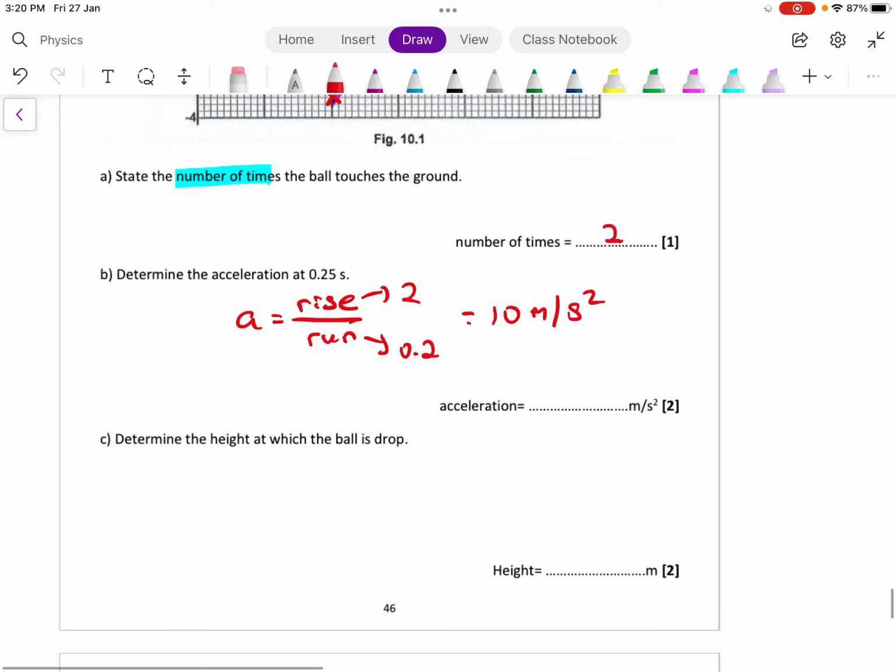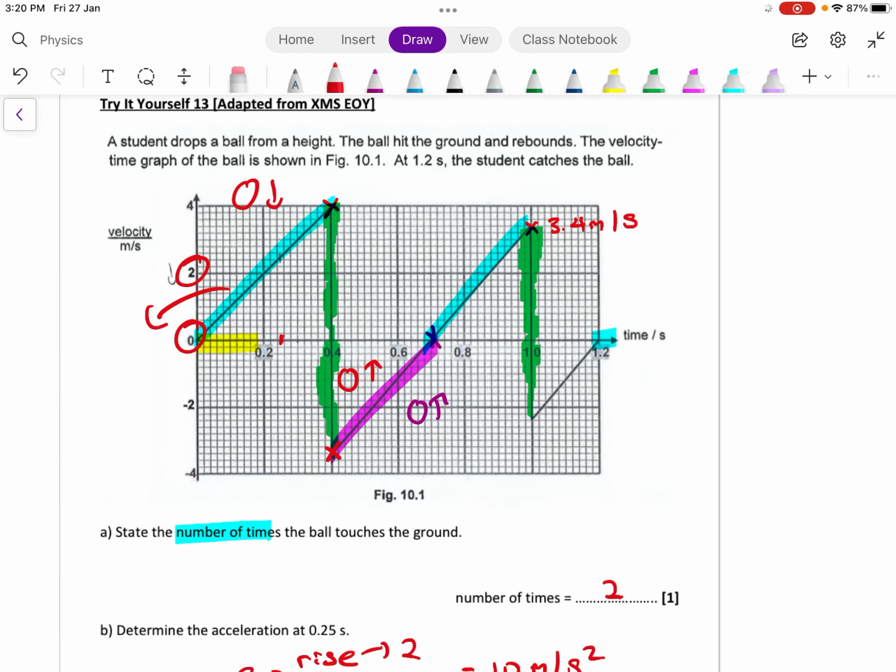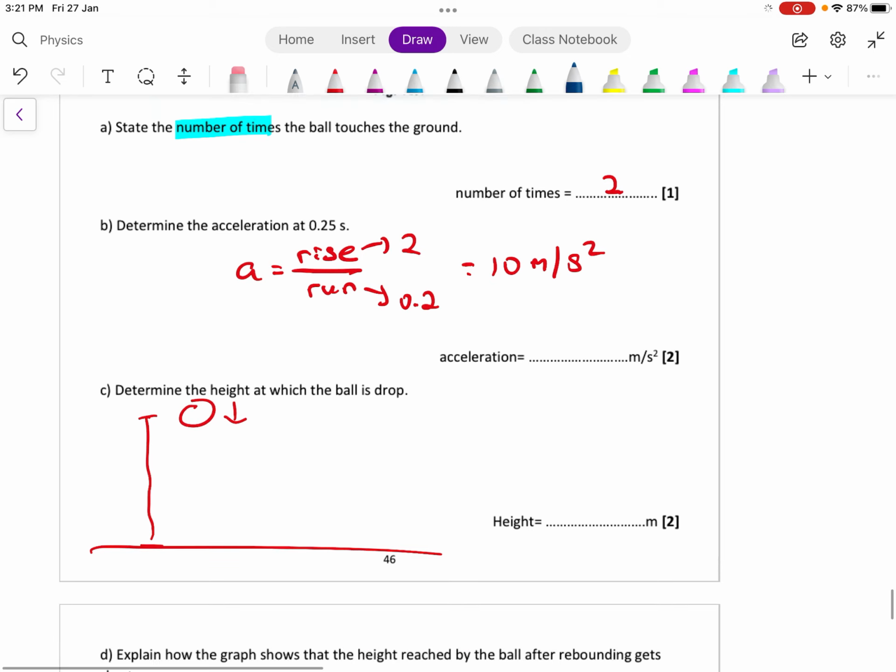Okay, part C: determine the height at which the ball is dropped. When you want to determine the initial height, you must always look at the very first part of the graph. If you look at this, there are many triangles, but you just need to look at the first triangle. You calculate the area to determine the distance: half times base times height. So it's roughly 0.8 meter. So the initial height is 0.8 meter.